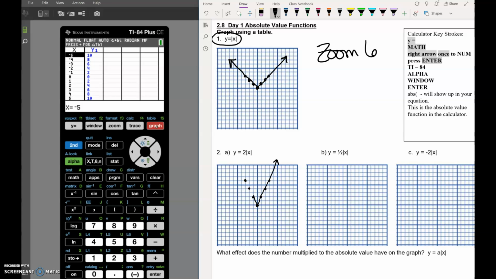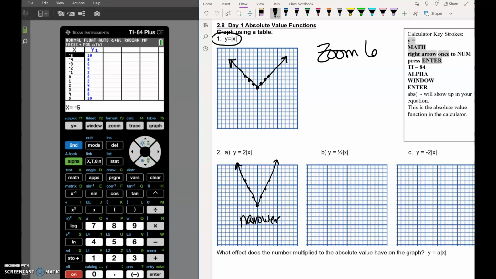Second graph to get to the table. This graph appears to be more narrow. I don't think narrower is technically a word, but in this room it's going to be a word. It's more narrow or steeper. Another really good word is steeper.